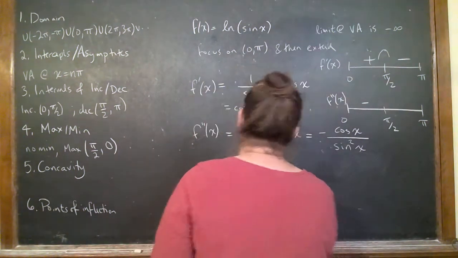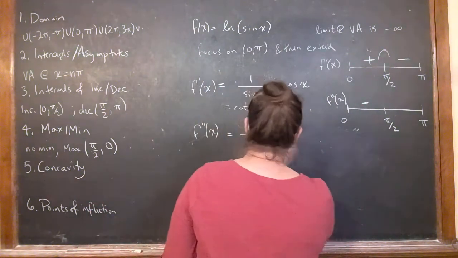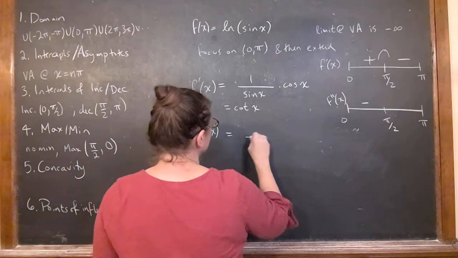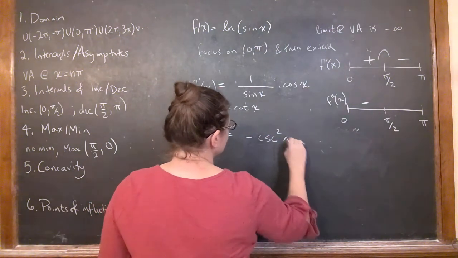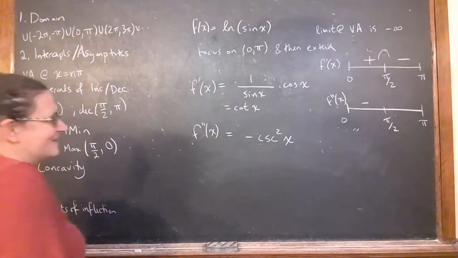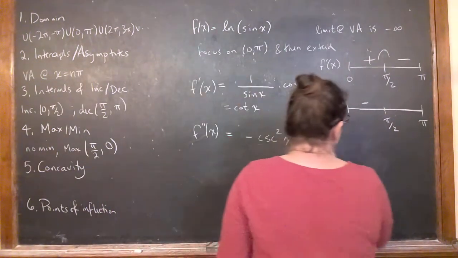Oh, the wrong one. The derivative's wrong. Ha! I knew there was something wrong. The derivative of cotangent is cosecant squared. Bonus to everybody who noticed it before I did. I did the derivative wrong. Woo! All right.